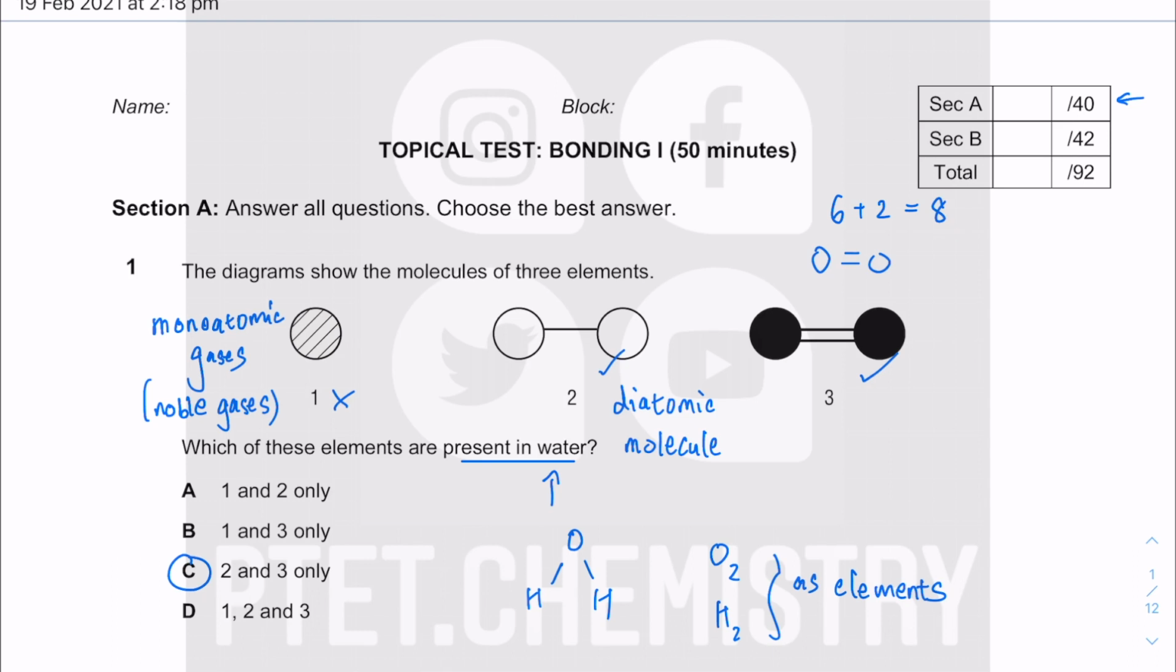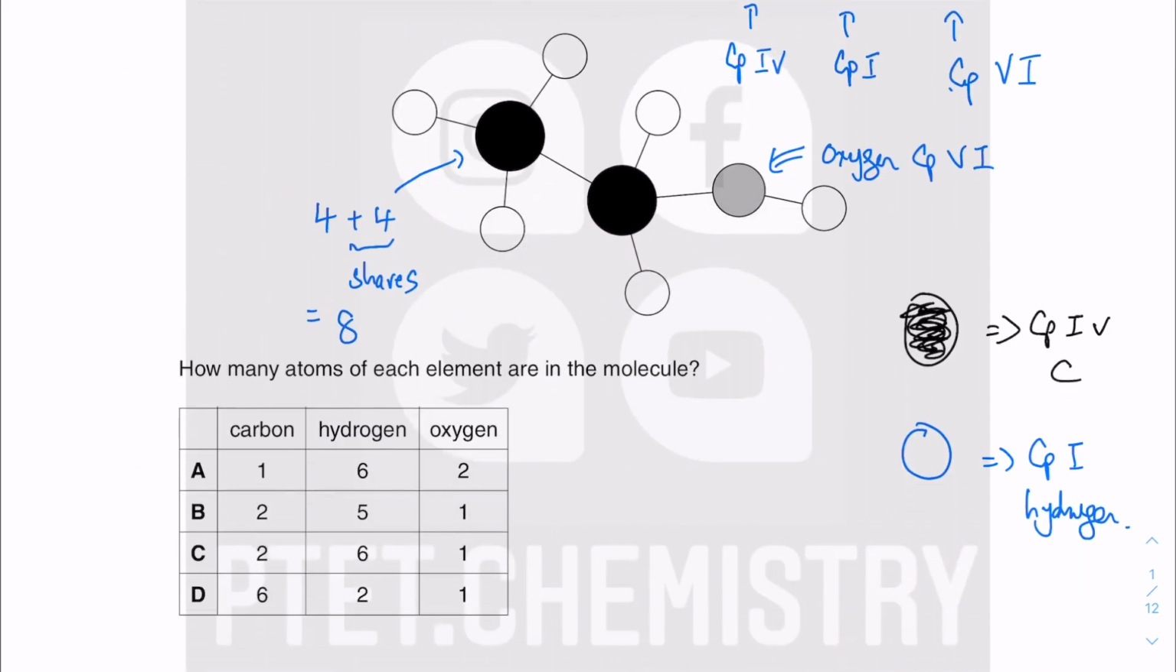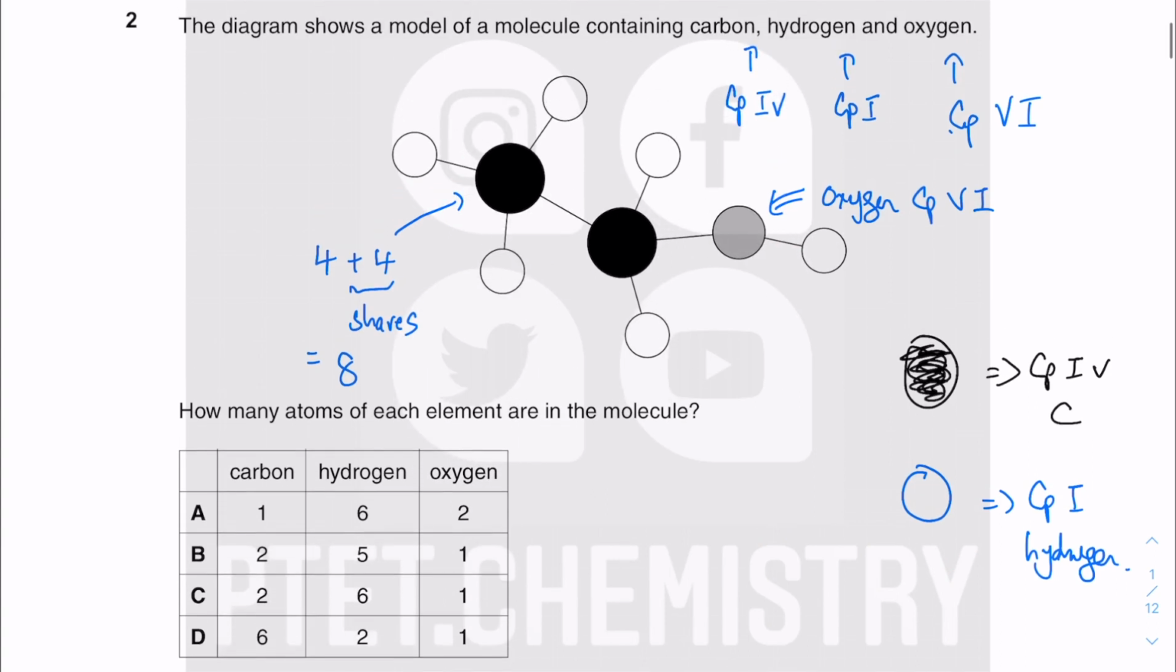These are from atomic structure as part of the syllabus required by Cambridge. Okay, so what we have then is oxygen in group 6 that forms 2 covalent bonds, 1 and 2. So we're looking at how many atoms of each element are present in the molecule. So we have one of these gray ones. So oxygen, there's only one. So A cannot be the answer.